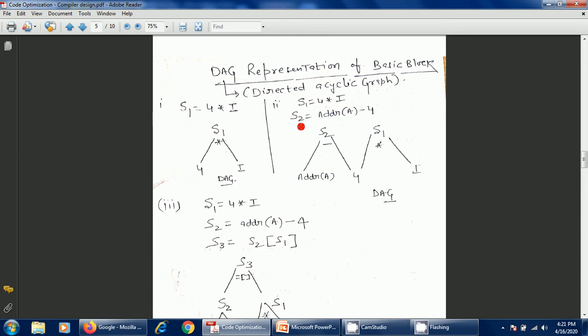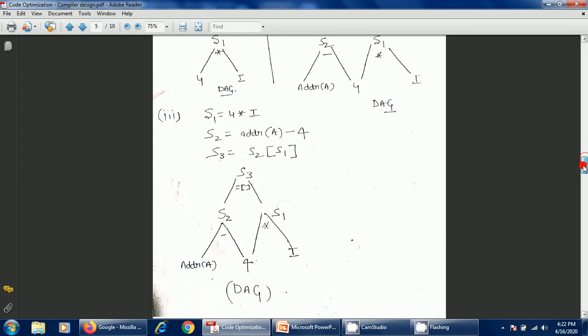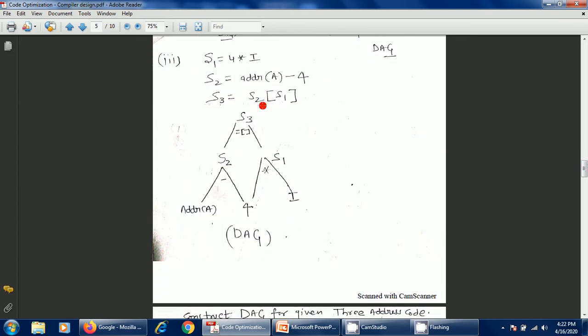Now one more statement is added here. S2 equal to address of A minus 4. Address of A and 4 are the leaves, and this operator symbol minus is labeled with node S2. Now see, one more statement is added here. S3 equal to S2 of S1.